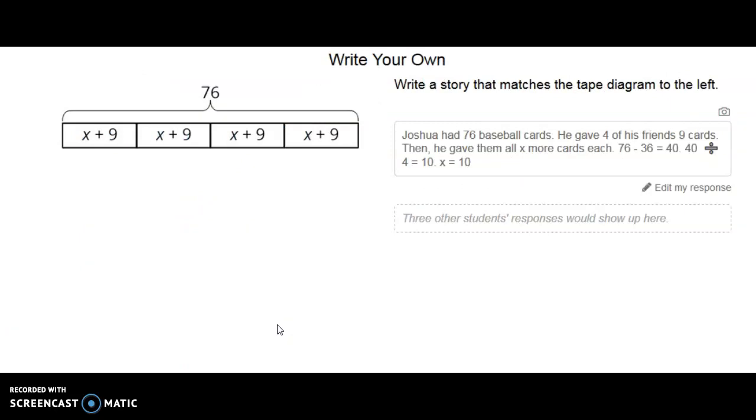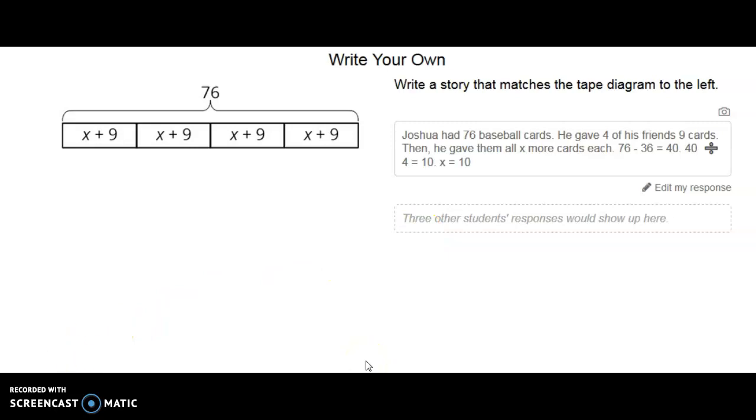Here you're being asked to write your own story that matches this tape diagram. So what does the 76 represent? That is the total. We have 4 groups of x plus 9. And what problem could you create that would go with the situation that is shown in this bar model? You can see an example of what one group decided to do.